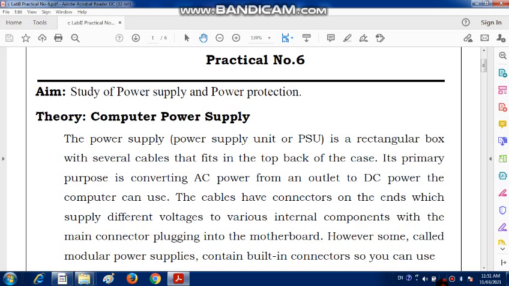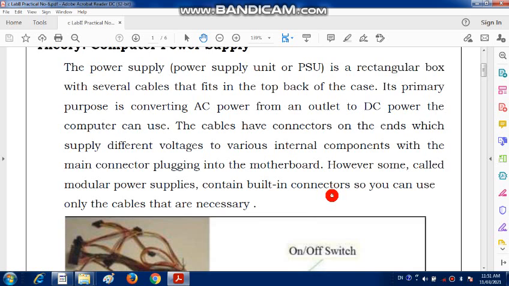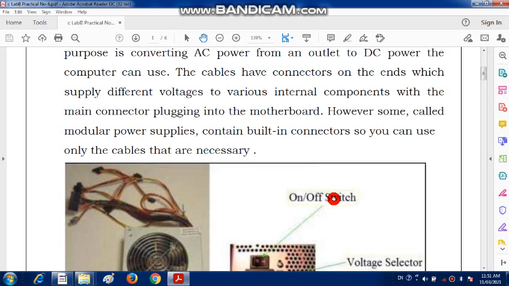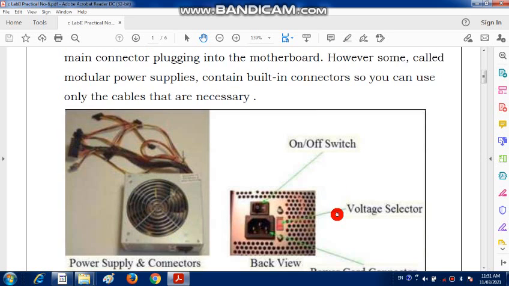The power supply unit in a computer is a rectangular box with several cables that fits in the top back of the case. Its primary purpose is converting the AC from the outlet to DC power so the computer can be used. The cables have connectors on the ends which supply different voltages to the various internal components, with the main connector plugging into the motherboard. However, some, called modular power supplies, contain built-in connectors, so you can use only the cables that are necessary.